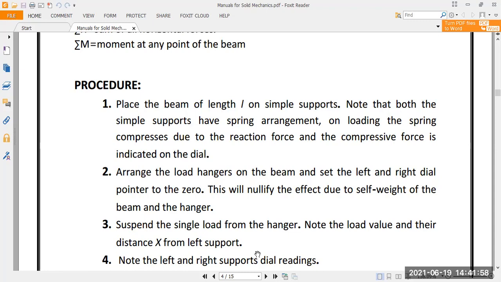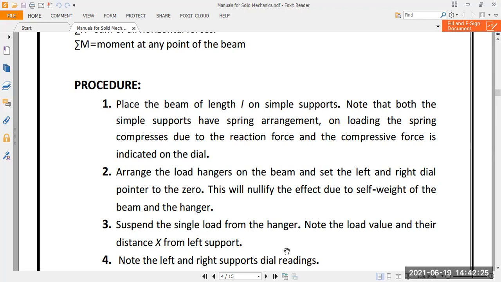Here also we have to make a zero setting on the weighing machine. Generally, weighing machines today are all digital. You can set zero on the weighing machine itself. Now, first suspend the single load.